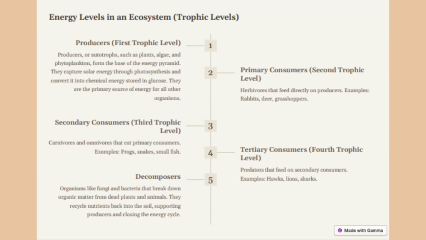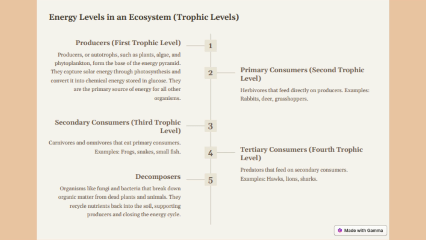So we have here the energy levels in an ecosystem. So producers as the first trophic level. Okay. Producers or autotrophs such as plants, algae, and phytoplankton form the base of the energy pyramid. They capture solar energy through photosynthesis and convert it into chemical energy stored in glucose. They are the primary source of energy for all other organisms. Our second trophic level is the primary consumers, so herbivores that feed directly on producers. So example, rabbits, deer, and grasshoppers.